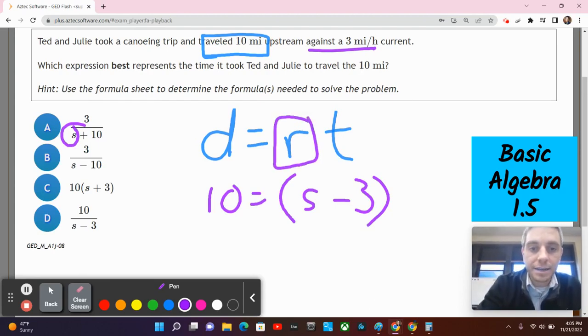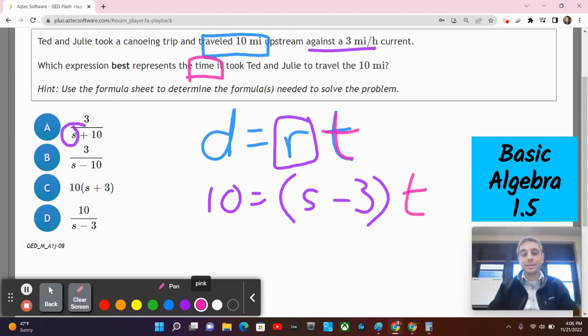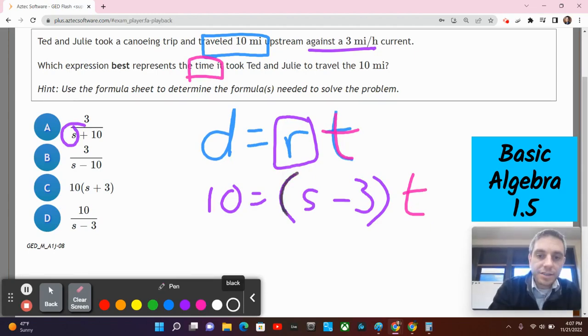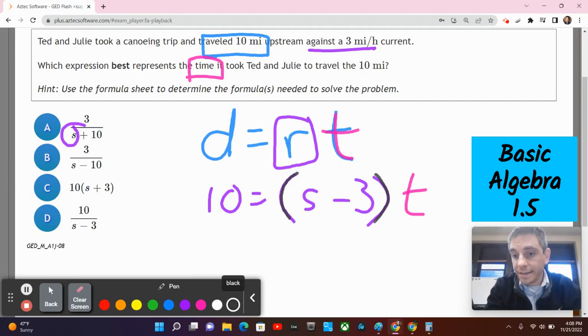Now that is my rate number, and we multiply that by time, the other unknown thing here. We don't know how long it's going to take them. That's what it's asking us. We want that letter T to be all by itself on the right side of this equal sign. Well, right now it's not. Right now that T is being multiplied by a group, which is S minus 3 as a group. The S minus 3 group is multiplying T.